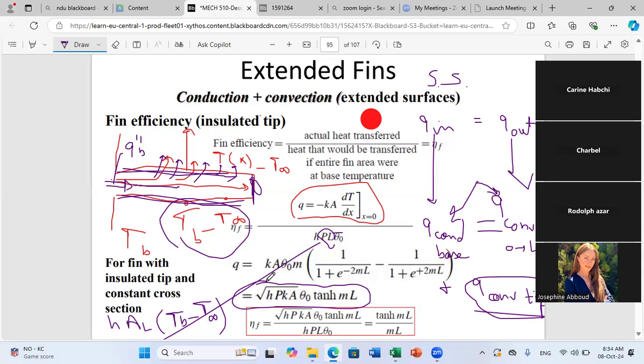lost by your fin. Now if you replace Q in this equation, you get the efficiency of your fin. Because you'll have a lot of simplification, theta 0 will simplify, and then you can say that the efficiency of the fin for this case is hyperbolic tan(mL) over mL.